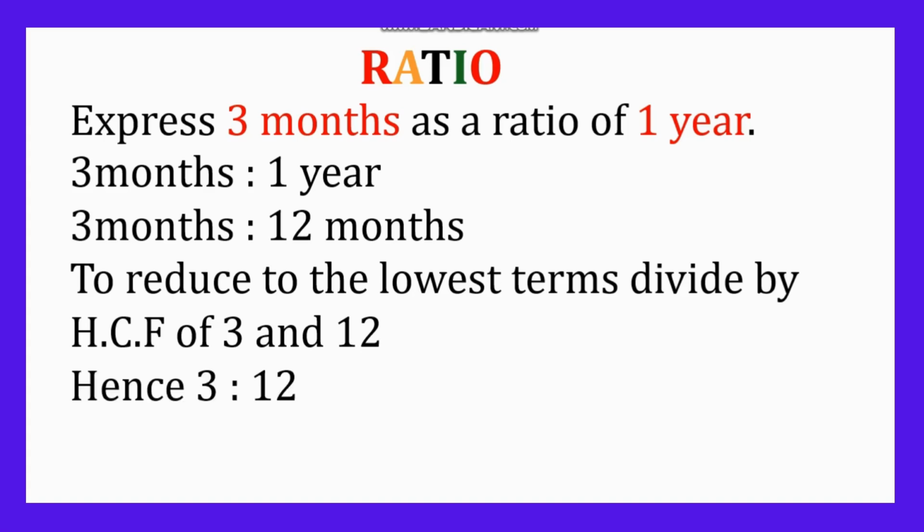So let's look at this. 3 to 12, 3 divided by 3 gives 1, and 12 divided by 3 gives 4. And so 3 months ratio 1 year could be expressed as 1 ratio 4.